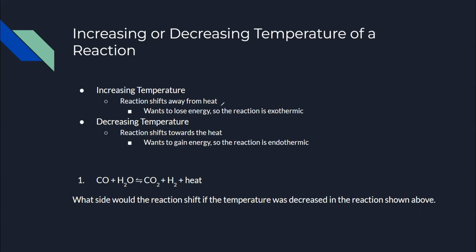So let's try this one. What side would the reaction shift if the temperature was decreased in the reaction shown above? If the temperature was decreased, you basically have the heat on the product side. So if the heat goes, then the reaction will have to create more heat. In order to create more heat, more reactants must be consumed in order to go to the product side. So the reaction will shift right.